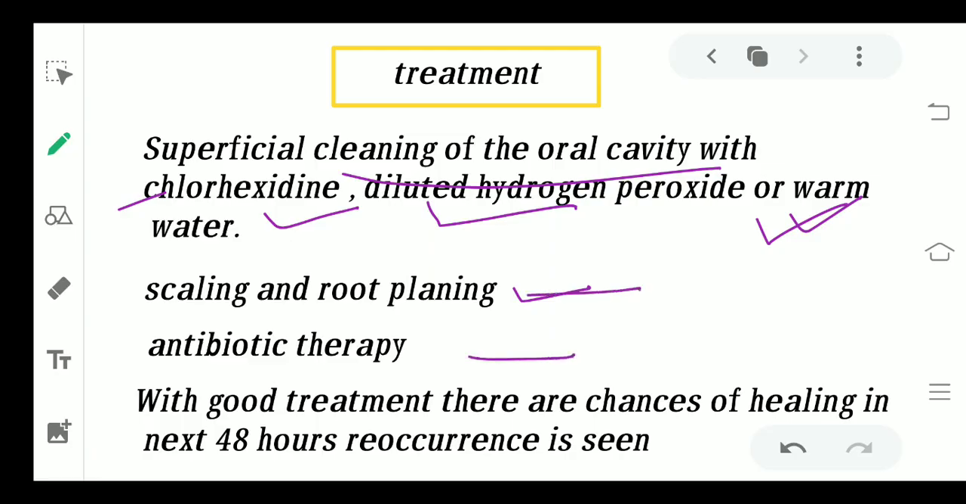Antibiotic therapy should be done to combat the infection. Other than that, if your treatment is very good, the healing procedure will start in the next 48 hours only. In the next 48 hours only, the patient will start feeling much better. But there are chances of recurrence which can be seen. So this was all about the video.